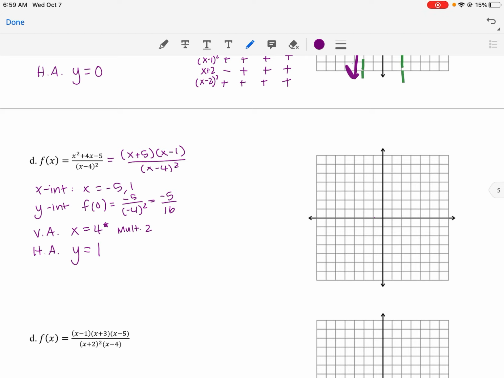negative 1, 2, 3, 4, 5 on the left. x is positive 1. Our y-intercept is negative 5/16. Okay, we've got our horizontal asymptote as y equals 1, and we've got our vertical asymptote at x equals 4. 1, 2, 3, 4.